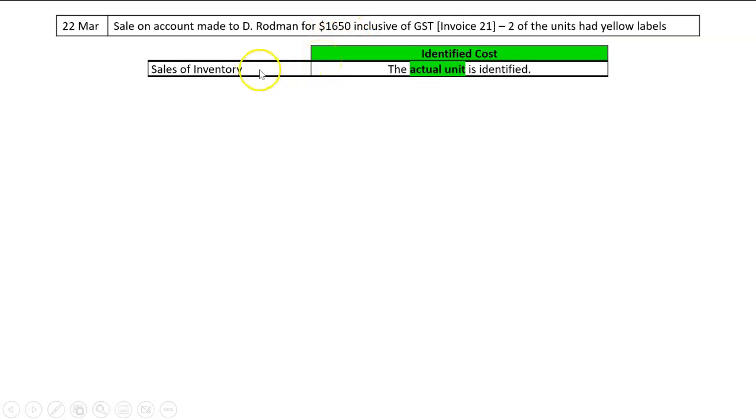22nd of March, sale on account made to D. Rodman for $1,650 inclusive of GST. 2 of the units had yellow label. I don't know how many units that's for. So that's a little bit of a trick there. It's a sale of inventory. I've got to identify the actual units, but I don't know how many. I know at least 2 were there because 2 had yellow labels, but does that mean more?